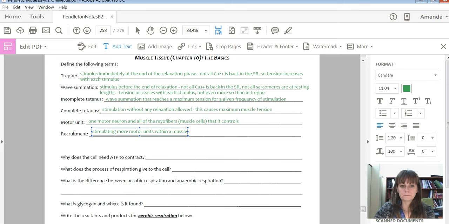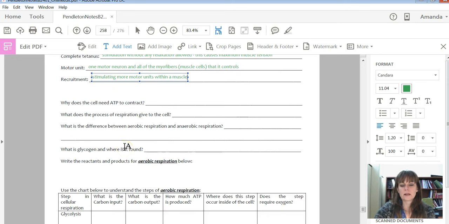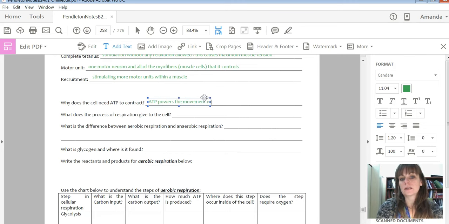So here in the notes packets, I just want to start off with this basic idea of why does a cell need ATP to contract, okay? And that's because ATP powers the movement of the myosin heads as they pull on actin.